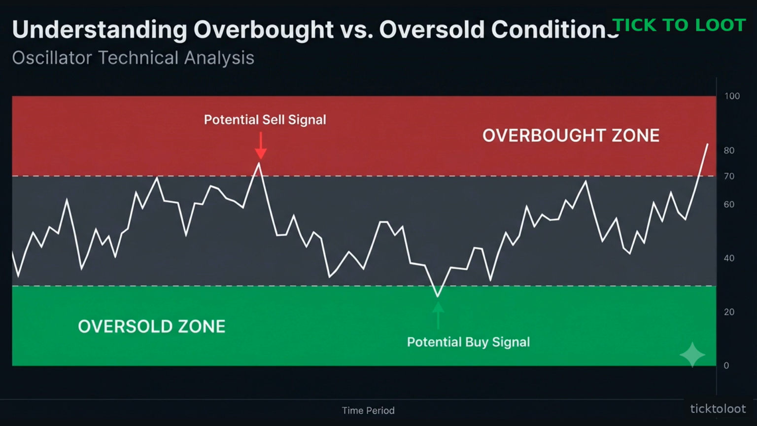This is similar to the RSI, but calculated differently. The scale is divided into three main zones: the oversold zone below 20, the neutral zone between 20 and 80, and the overbought zone above 80. When the oscillator is above 80, it's considered overbought, and when it's below 20, it's considered oversold.